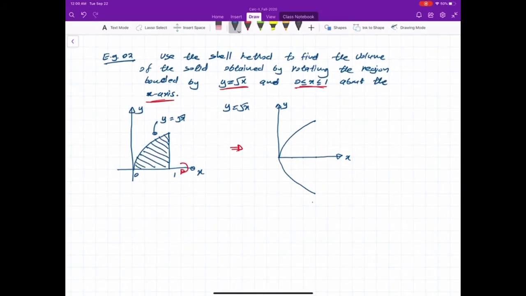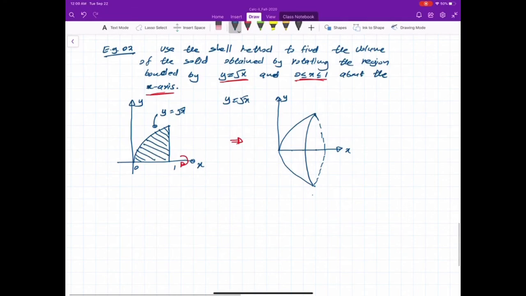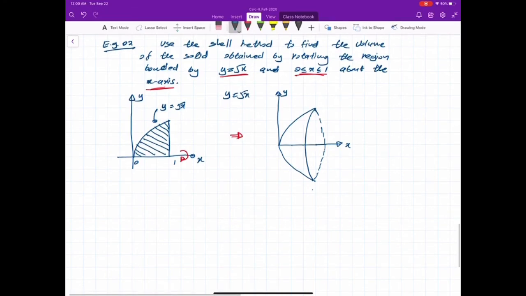And the region will look like this. The shape will look like this. The 3D object will look like that. All right. Now we have to make cylinders on this. So the cylinder that I would prefer should be like this. This is the way I make cylinders.